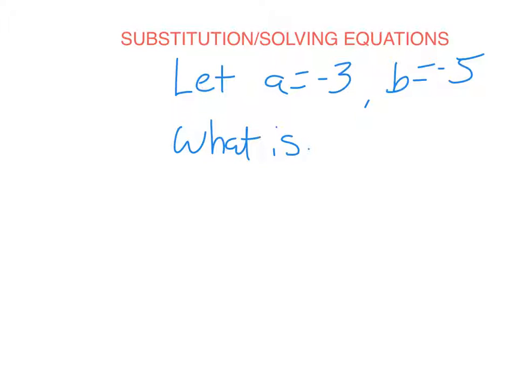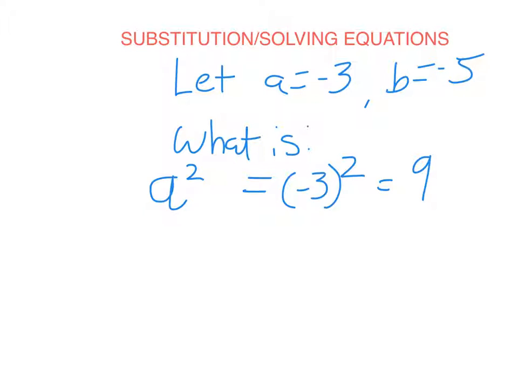So firstly, what is, say, A squared? So all we do is we take our expression, everywhere we see an A, we substitute in a minus 3. Now when you're substituting in a negative number to A squared, you need to use brackets. So this would be minus 3 all squared. Minus 3 times by itself gives you positive 9.